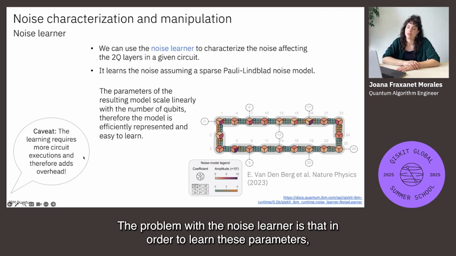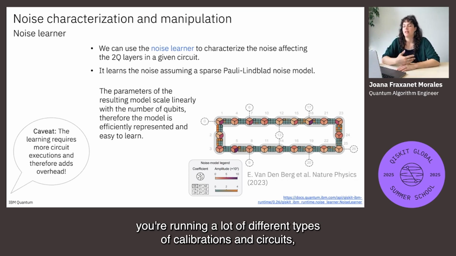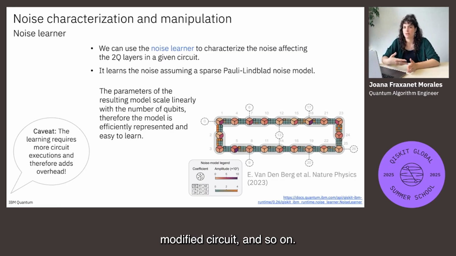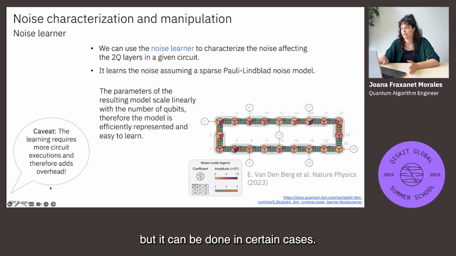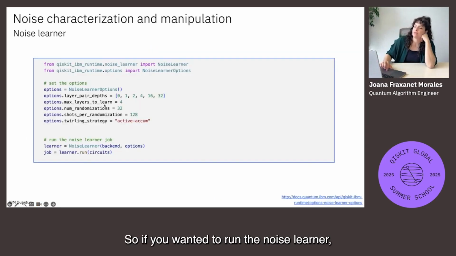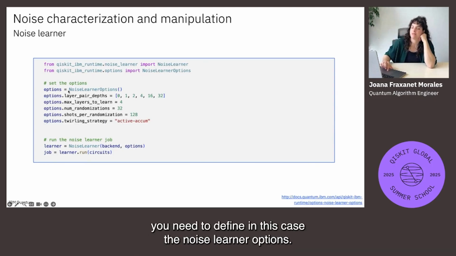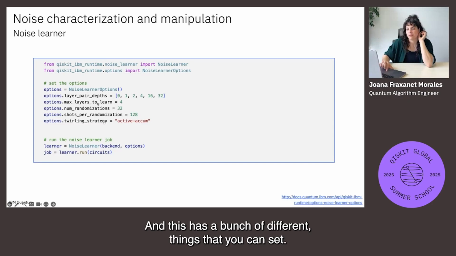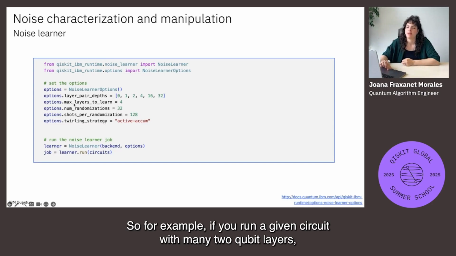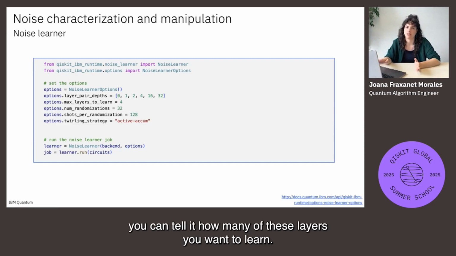The problem with the noise learner is that in order to learn these parameters, you're running a lot of different types of calibrations and circuits, modified circuits, and so on. And this means a lot of executions and it adds a lot of overhead, but it can be done in certain cases. So if you wanted to run the noise learner, you need to define noise learner options. And this has a bunch of different things that you can set. So for example, if you run a given circuit with many 2-qubit layers, you can tell it how many of these layers you want to learn.